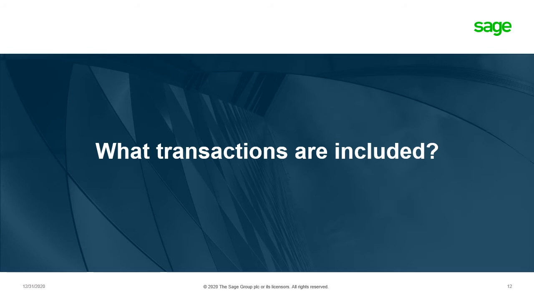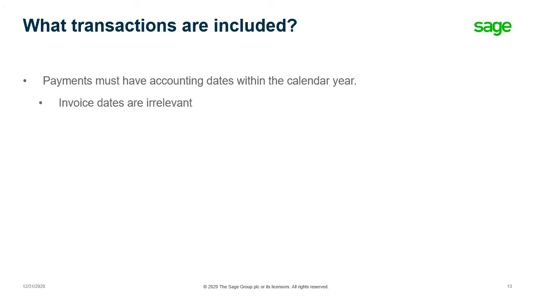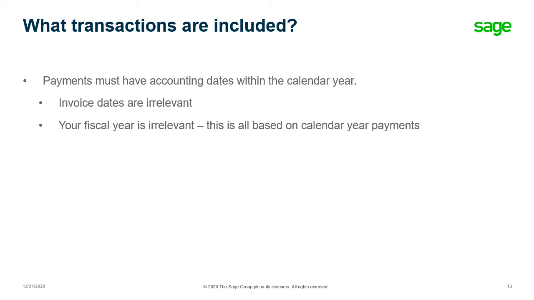What transactions are included? Let's take a look. So first, payments must have accounting dates within the calendar year. Invoice dates are irrelevant. It's only going off the payment date. It's a cash basis. Your fiscal year is irrelevant. This is all based on calendar year payments.